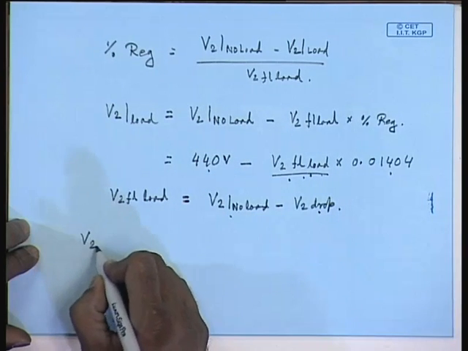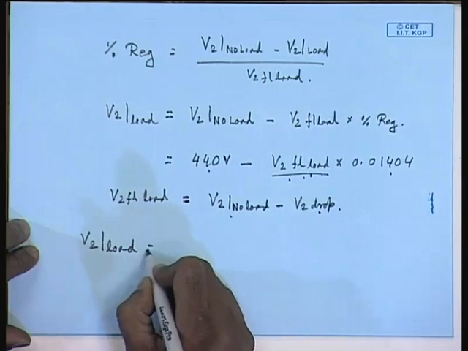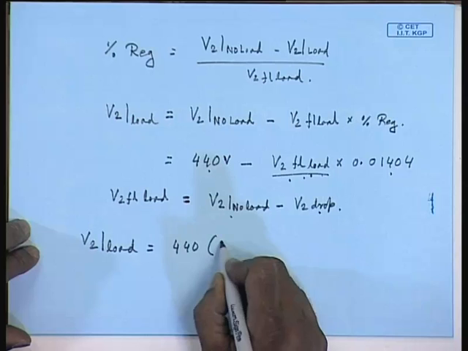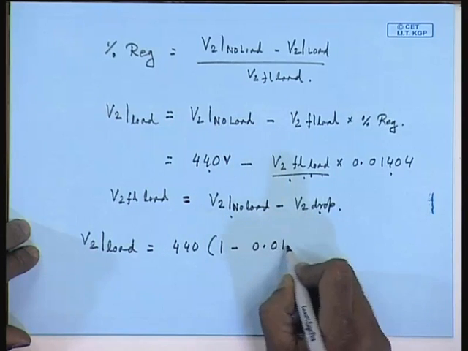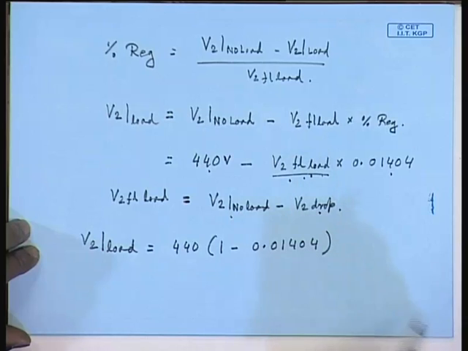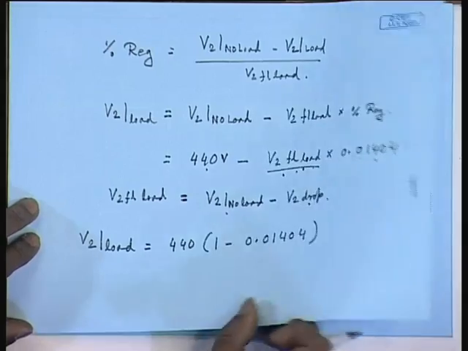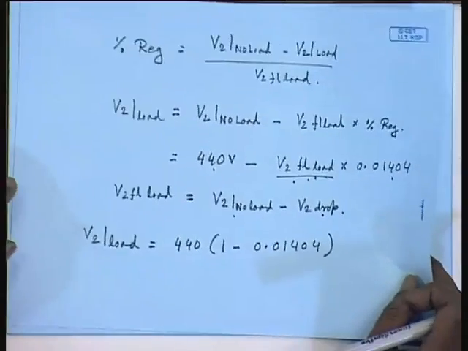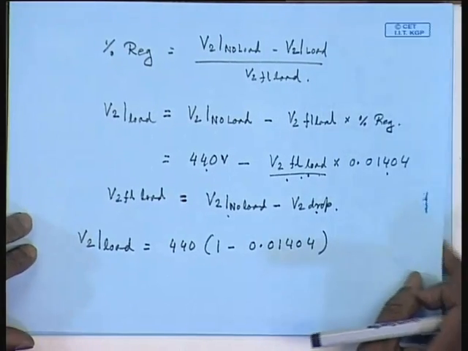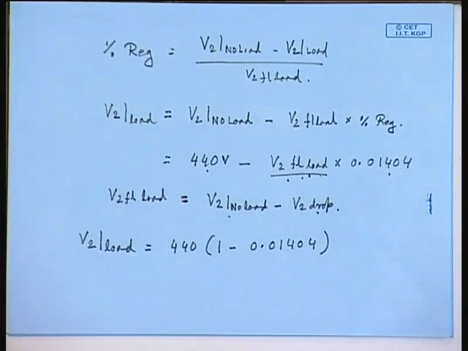So, V2 at load equal to 440 into 1 minus 0.01404. So, this is how from the percentage regulation, the given short circuit test data, the percentage regulation of a single phase transformer can be found, and with that we can also find what will be the output voltage at any given load.